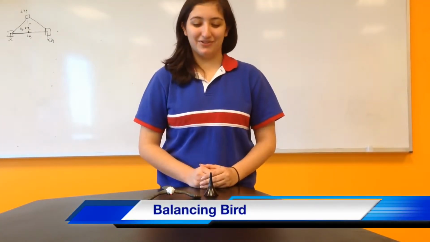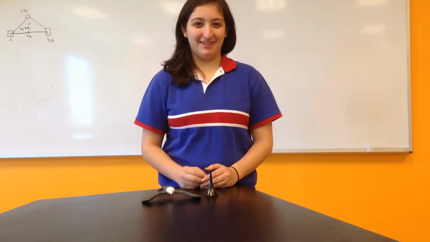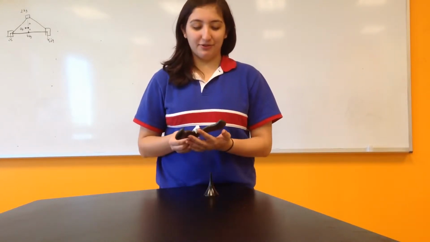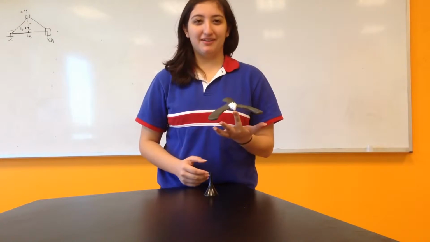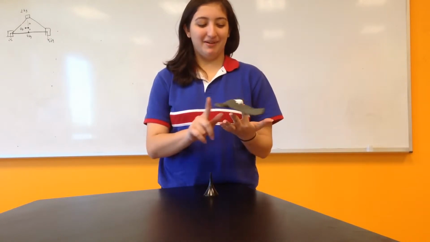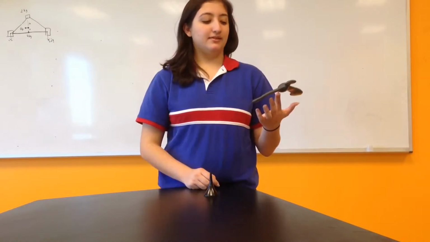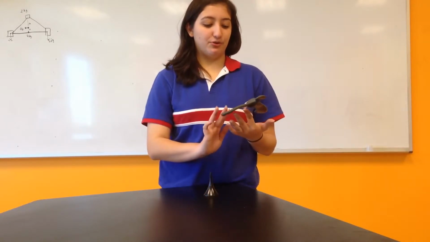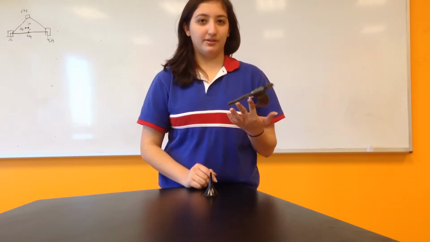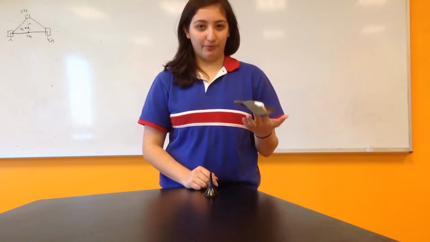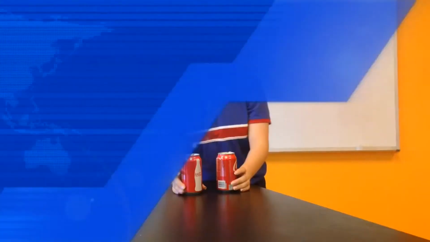Now onto the third demonstration. I'm sure many of you have seen this before. The center of mass within this bird is in the beak. As you can see, it balances on my finger. This is because the mass distribution within the bird is all into the beak. So as long as you hold it from the beak, it will be balanced.